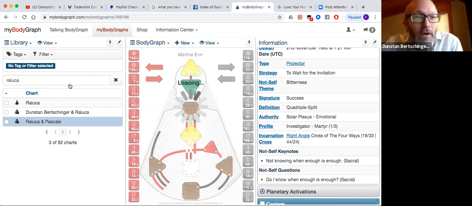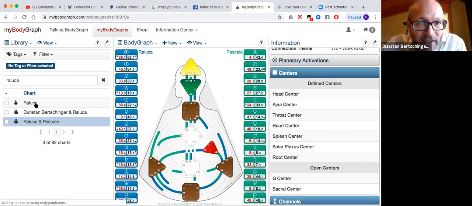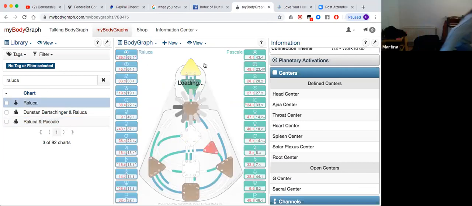Oh, that's a composite chart. Let's go to Raluca's chart. Yeah, and make a little bit more light. So she has 63.